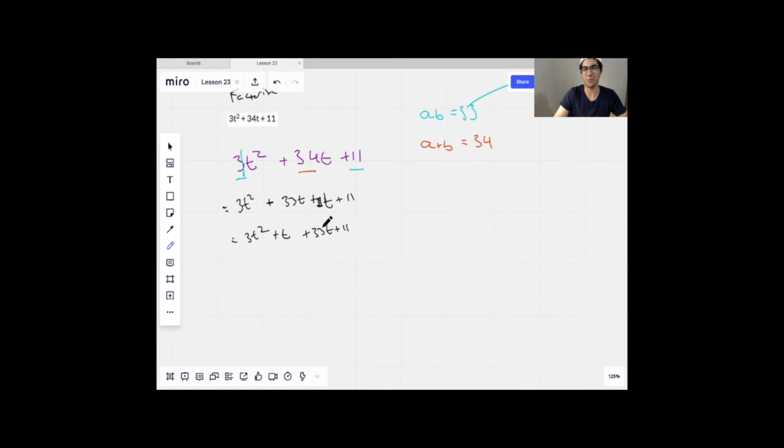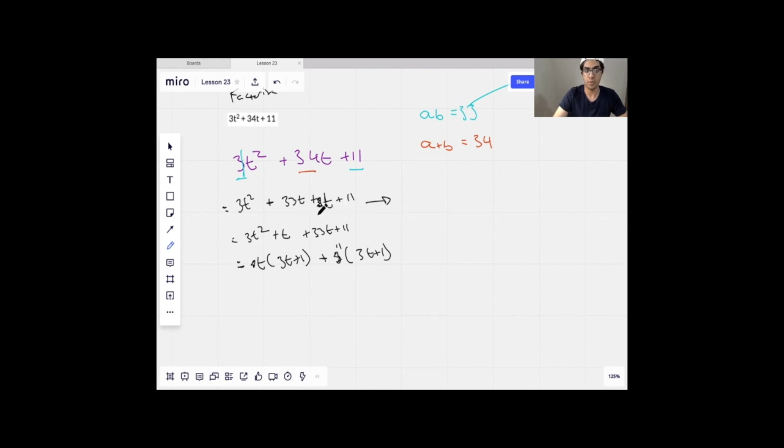Let's try it the wrong way first, and then we'll see why it doesn't work. Let's try it this way, 3t squared. We can factorize the t out here, so we're left with 3t plus 1, and then 33t plus 11. We take the 11 out, and we're left with 3t plus 1. So this was the right way. It works. Let's try it the other way.